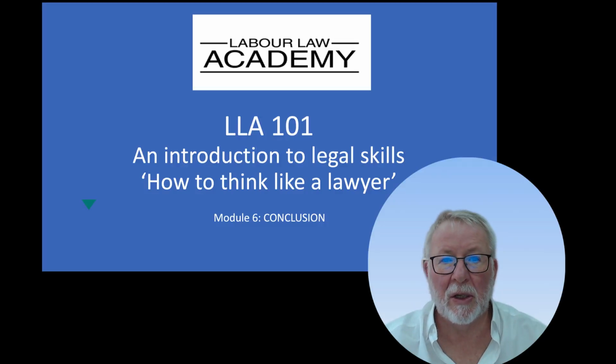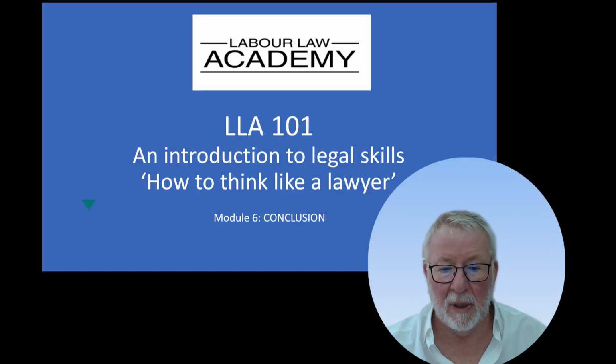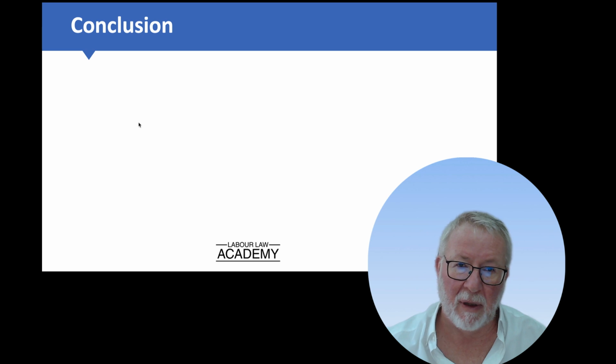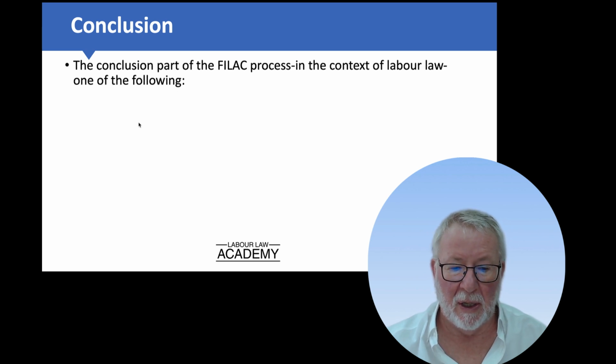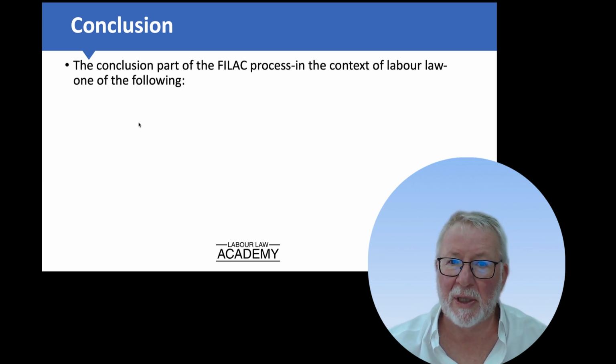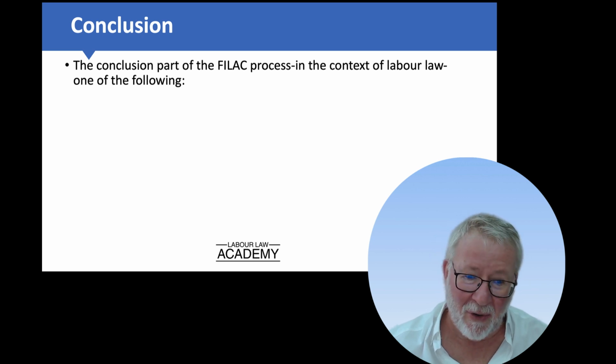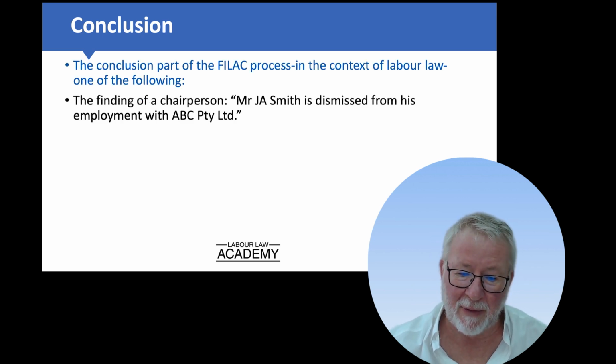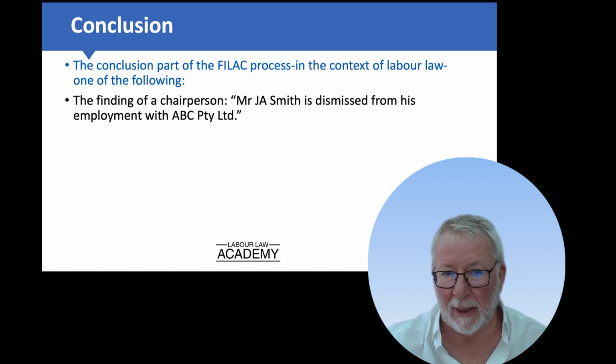Module 6, Conclusion. Now, having stated all of this, the conclusion is kind of the easiest part. Of course, if you get this wrong, then you're really wrong. But the finding of the chairperson would, for example, be: Mr. Smith is dismissed from his employment. That would be the finding of a chairman, something like that.